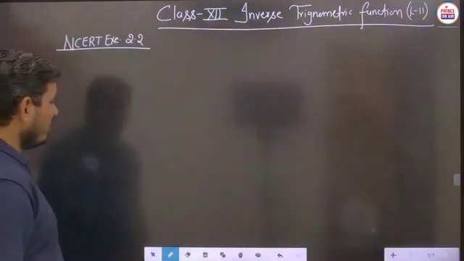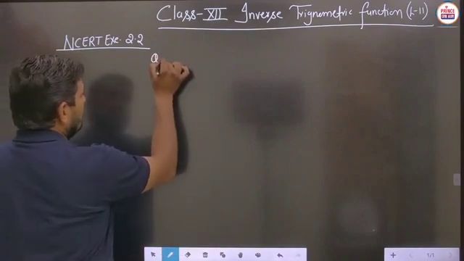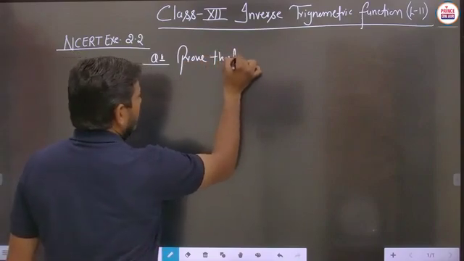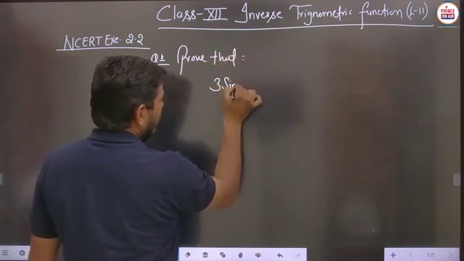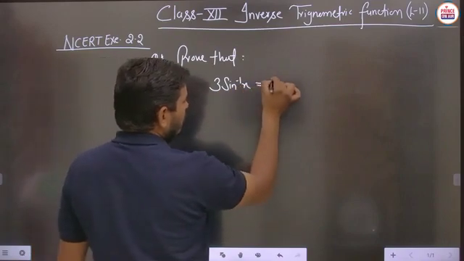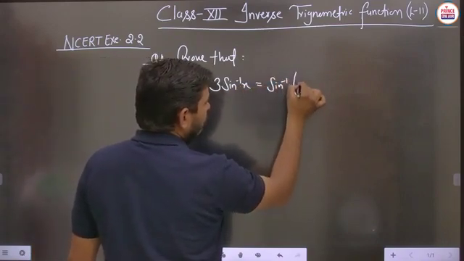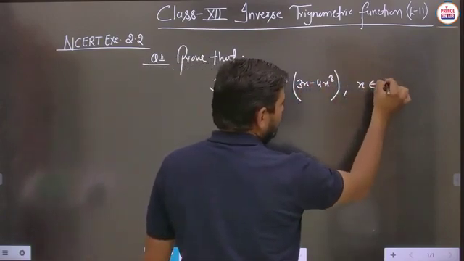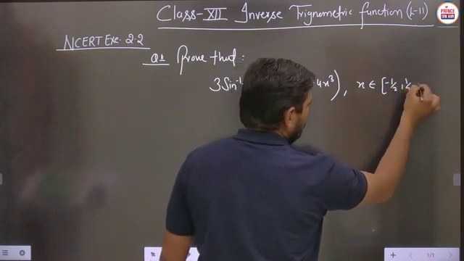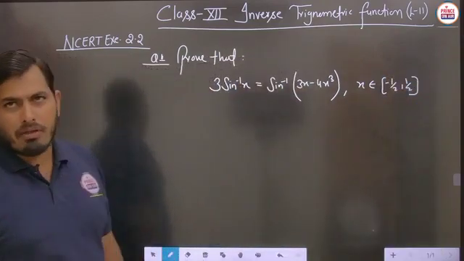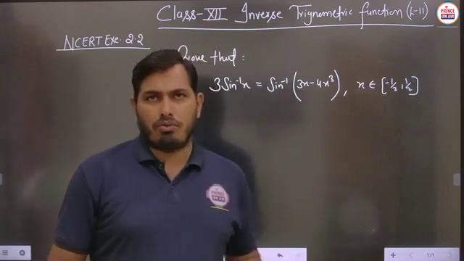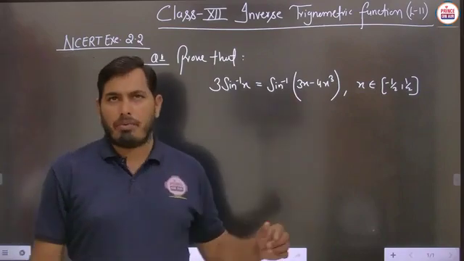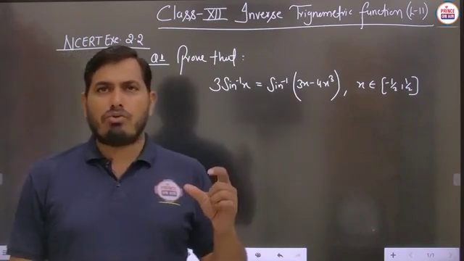Here in this very first question, we have to prove a very common identity and property we already discussed: 3 sin inverse x equals sin inverse of 3x minus 4x cube, where x belongs to minus 1 by 2 to plus 1 by 2. Now, one strategy we will use to prove this type of identity: you can directly derive the whole identity, no problem, but here we have to prove it, so we can use trigonometric substitutions.